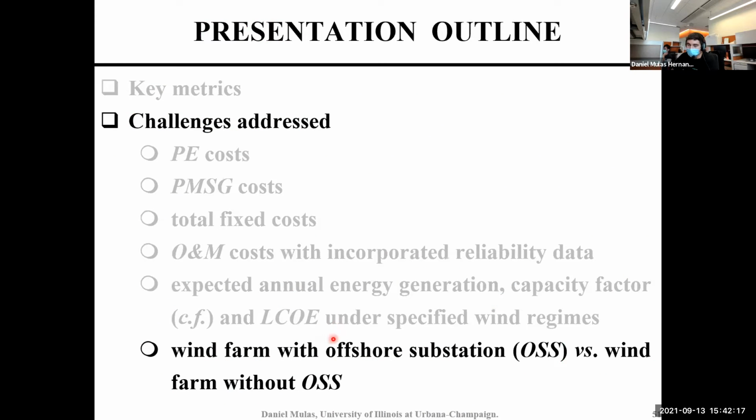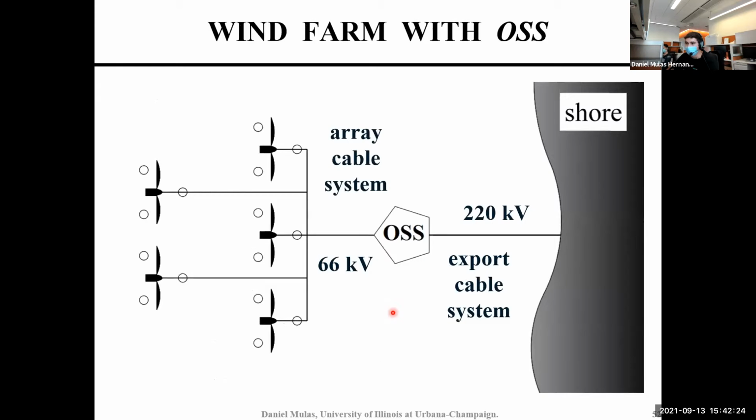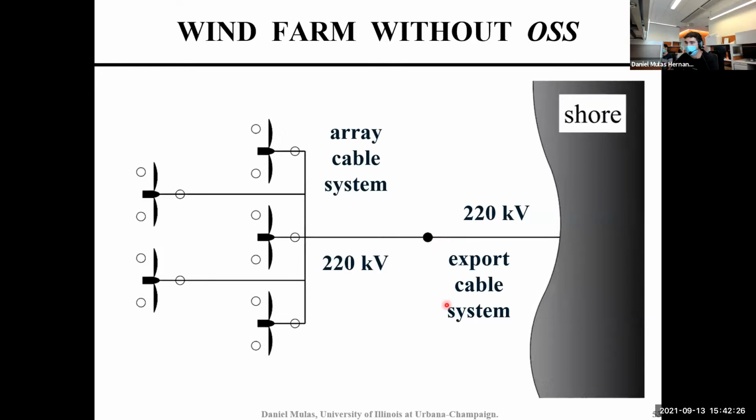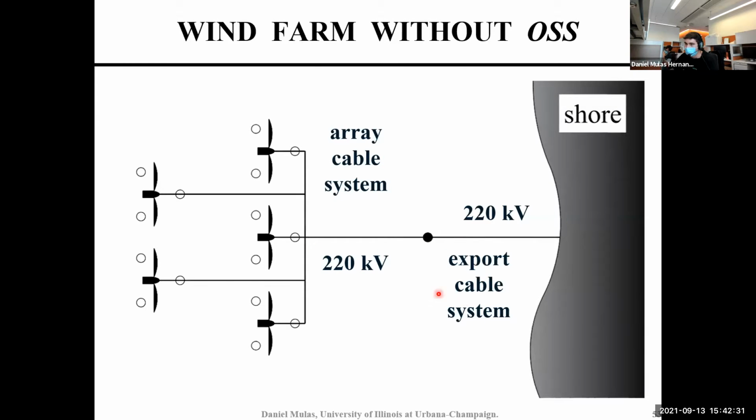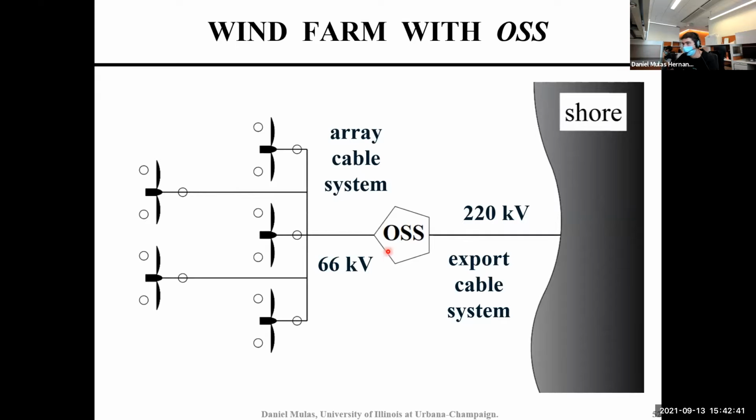Finally, we will make an economic assessment of a wind farm without an offshore substation in comparison with a wind farm with an offshore substation. Basically, the only difference from one type of wind farm to the other is that for the wind farm without offshore substation, the array cable system and the export cable system will have the same voltage. For the wind farm with offshore substation, the voltage of the array cables will be 66 kilovolts and the voltage of the export cables will be 20 kilovolts. And of course, we have an offshore substation.